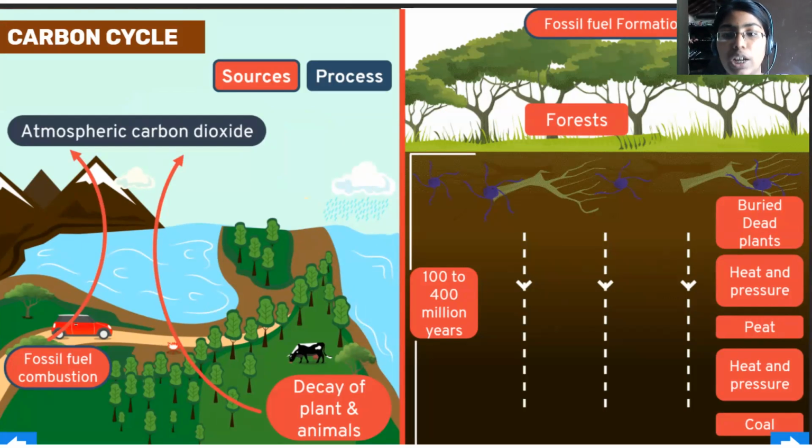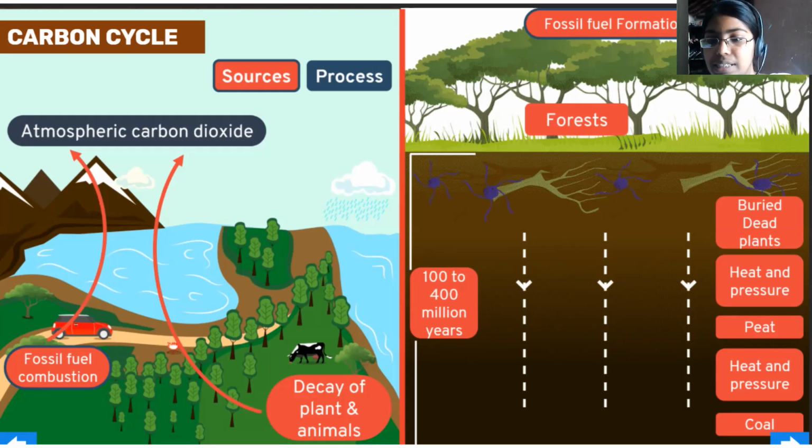So whenever an organism dies, it gets buried in the earth. So those buried plants, due to the high pressure and heat in the earth, get converted into a fossil fuel like peat or coal. So by that method, the carbon dioxide is available on the earth. So this is our carbon cycle.